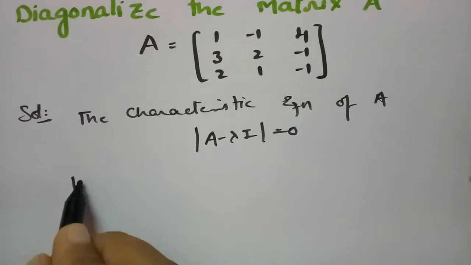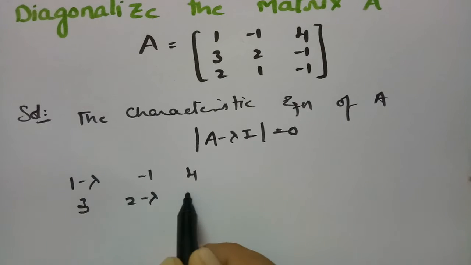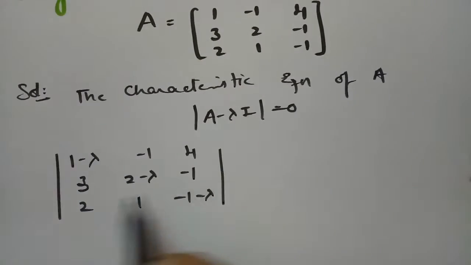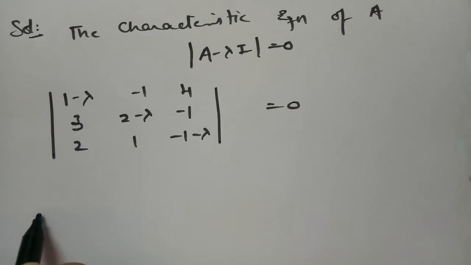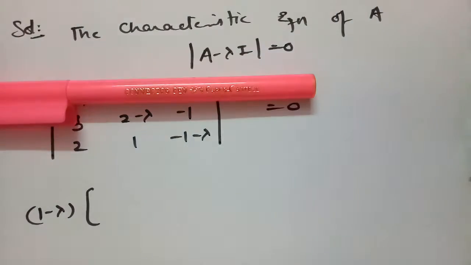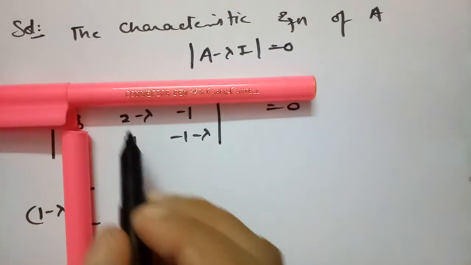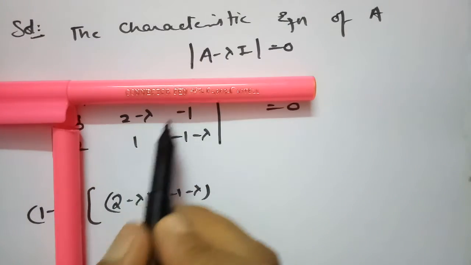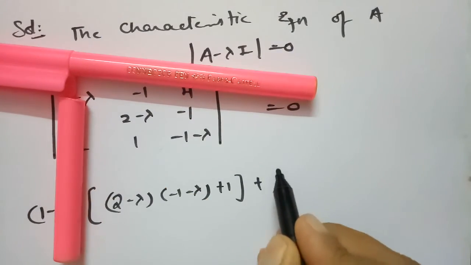So I have to take lambda from all the diagonal elements. So this is 3, this is 2 minus lambda, this is minus 1, 2, 1, minus 1 minus lambda, equal to 0. First of all, I have to find the characteristic equation. For that, this is 1 minus lambda times, see, I have to close this row as well as this column. So if I close this row and column, my multiplication will be 2 minus lambda into minus 1 minus lambda, and minus of minus will be plus 1, and here the second term is minus 1, so I have to write plus 1 times.